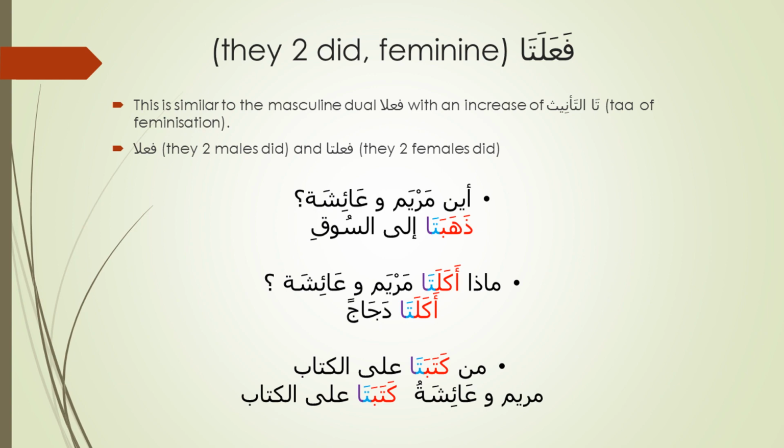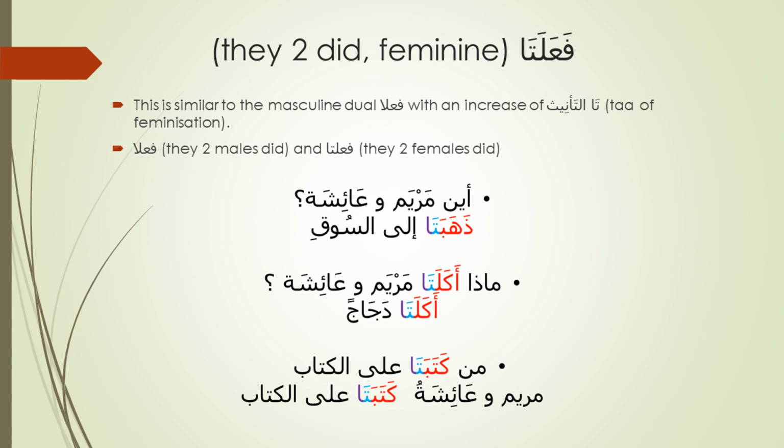So this is similar to fa'ala. Fa'ala is what? They two masculine did the action, right? But now it's increased by a ta. It's the same ta that we did here. This ta, used to make it feminine, is added to fa'ala. So we say fa'alata. It's ta ta'nith. So if you look at fa'alata, the fa, the ayn, and the lam are our root letters. The ta makes it feminine, and the alif shows that two people did this action.